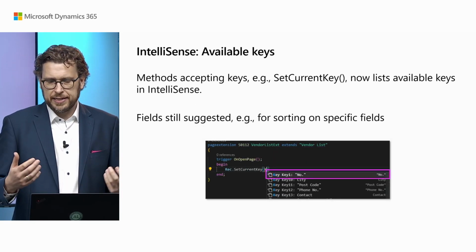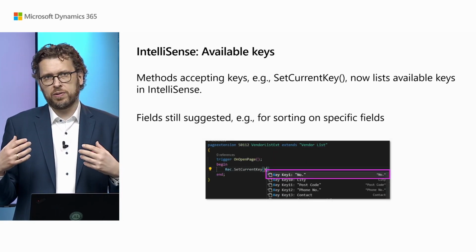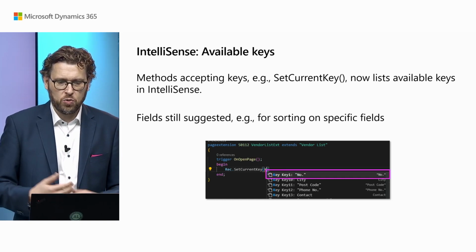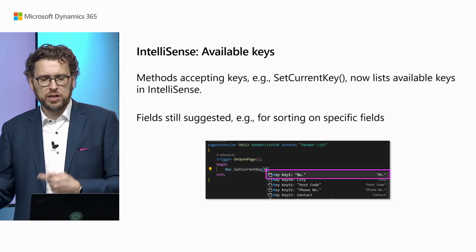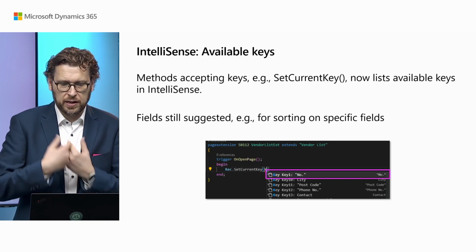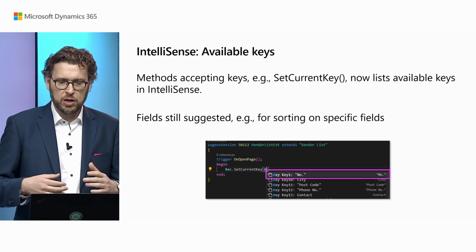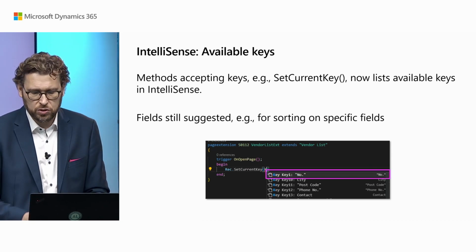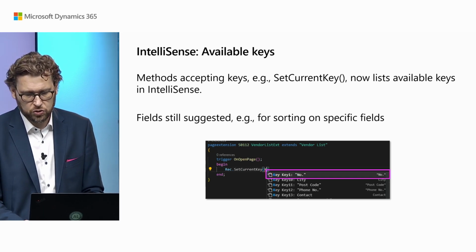Also, again IntelliSense, when you're working with methods that accept keys, like the SetCurrentKey, we now also list the available keys in the IntelliSense. So in this scenario, you see I started typing and I get the key suggestions. We still also allow, of course, specific fields to select those if you want to, for instance, sort on those.